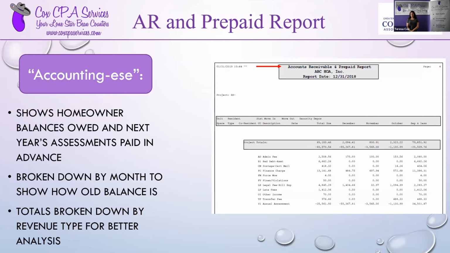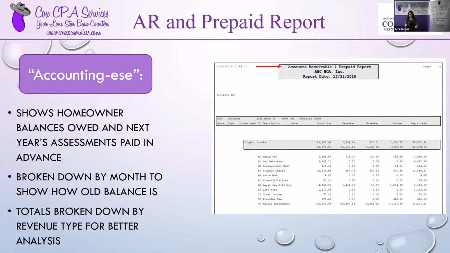And then the next report is your prepaid and AR report, or your accounts receivable and prepaid, or delinquencies and prepaid. They all mean the same thing. There's a number of different names it goes by. What this shows is the homeowner balances that are owed and what whoever's paid in advance. It's typically broken down by month. So this one actually has the actual month names on it for December, November. Sometimes it's 0 to 30, 31 to 60.